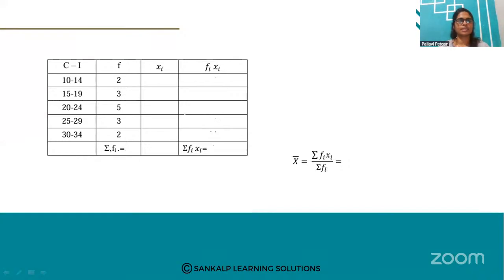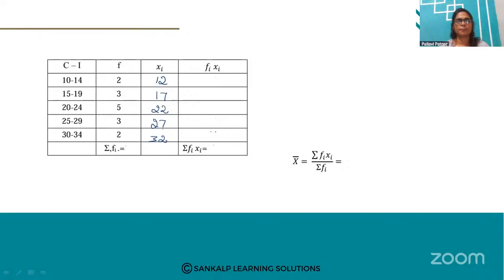10 plus 14 divided by 2 is 12. 15 plus 19 divided by 2 is 17. 20 plus 24 divided by 2 is 22. 25 plus 29 divided by 2 is 27. 30 plus 34 divided by 2 is 32.